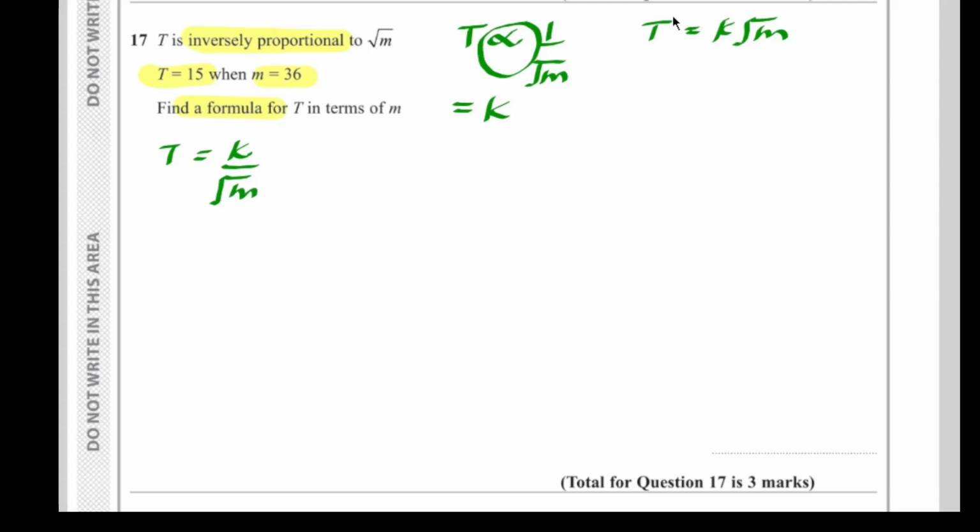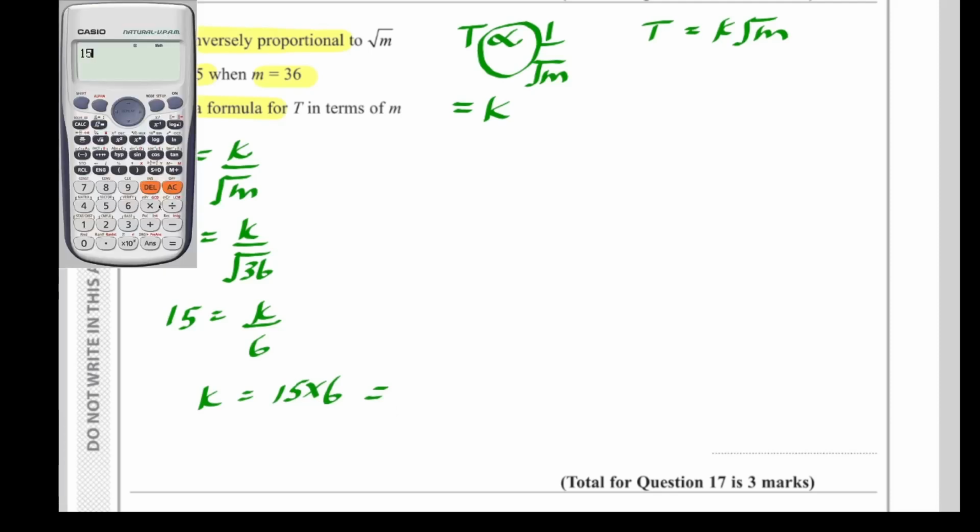If it is direct this way, if it is inversely this way, then we've been given the value of T equals 15 when M equals 36. Then K over root 36. Root 36 means 6. Then K equals 15 into 6, which is 90.